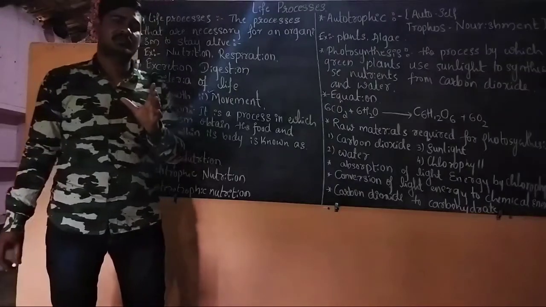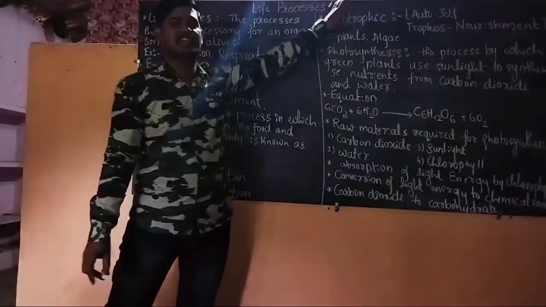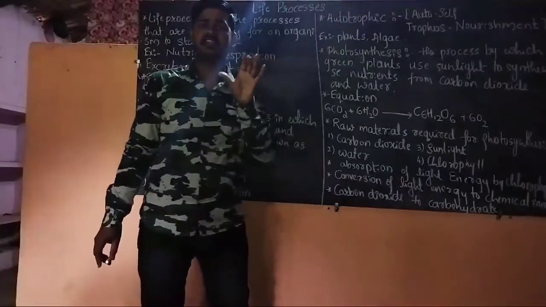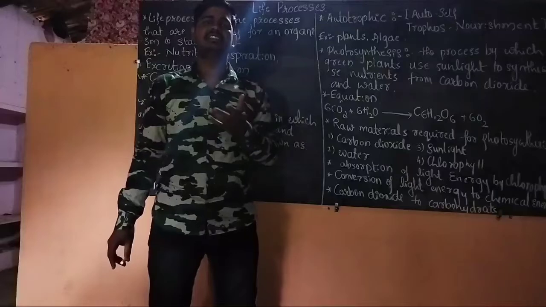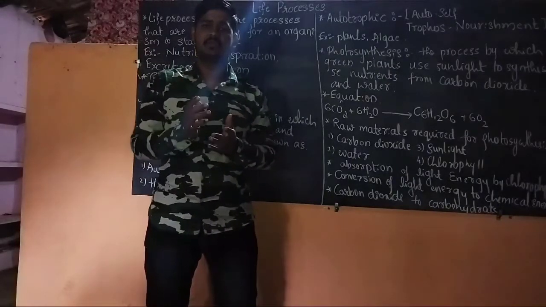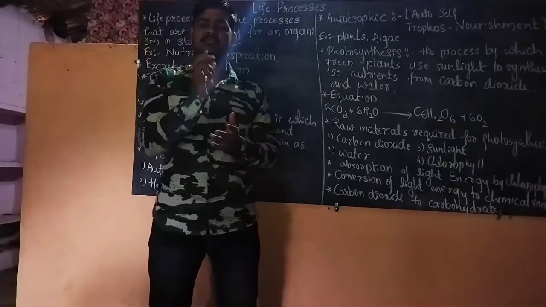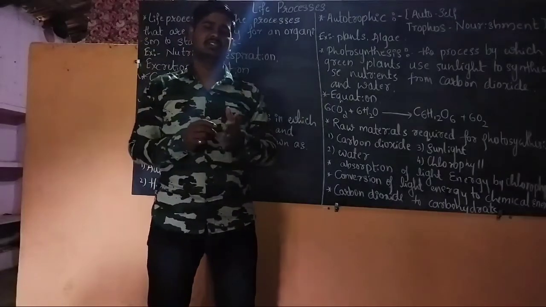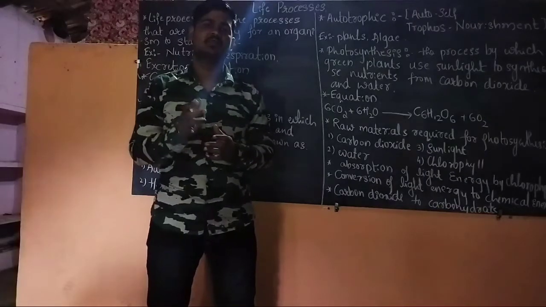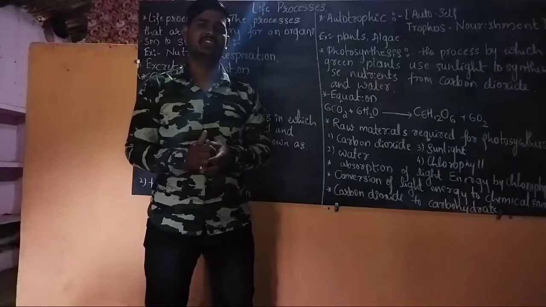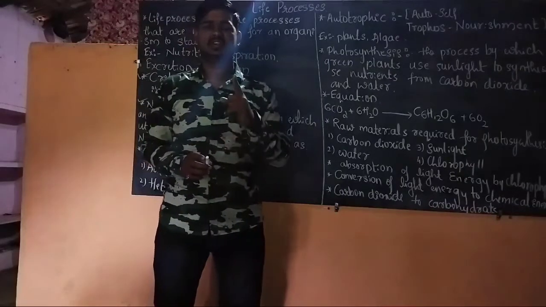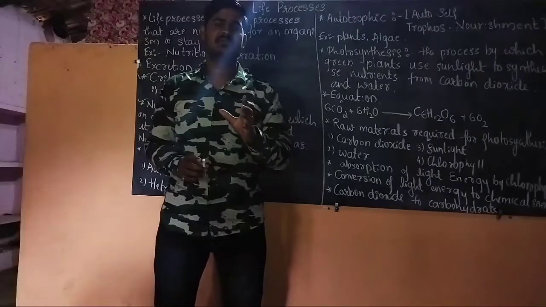Autotrophic, the word itself indicates self-nutrition. Auto means self, trophic means nourishment. It is preparing its own food. Examples of autotrophic nutrition are plants and some green algae. These can prepare their own food by the process of photosynthesis. Autotrophic nutrition is a process in which the organism can prepare its own food.